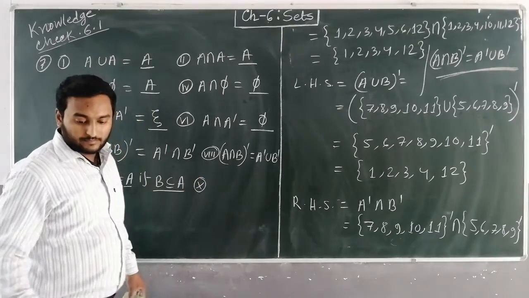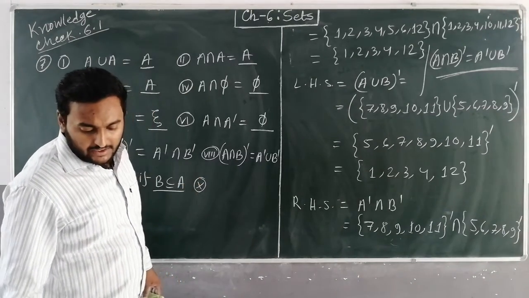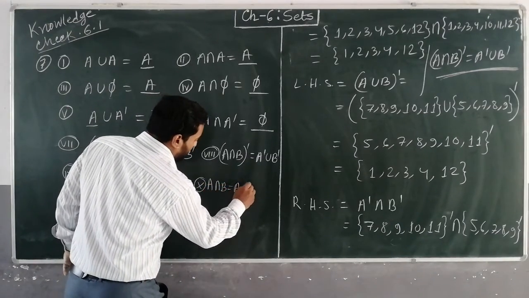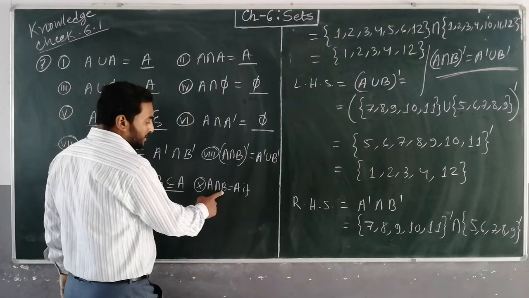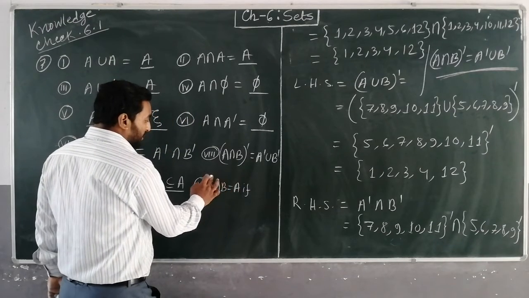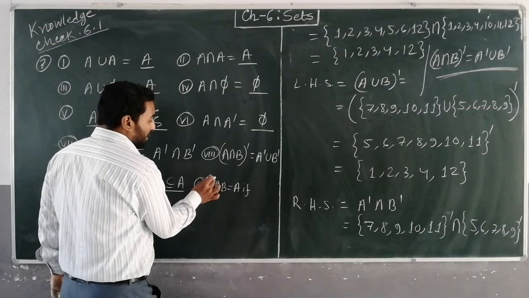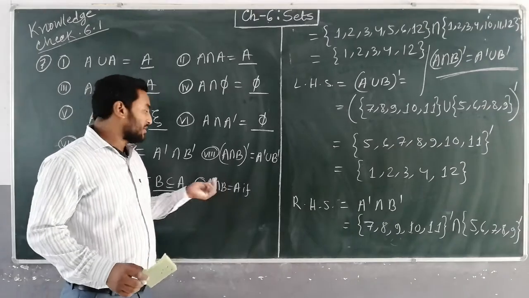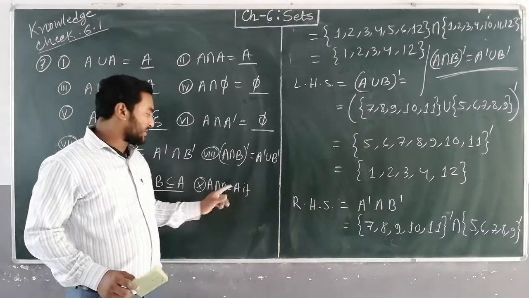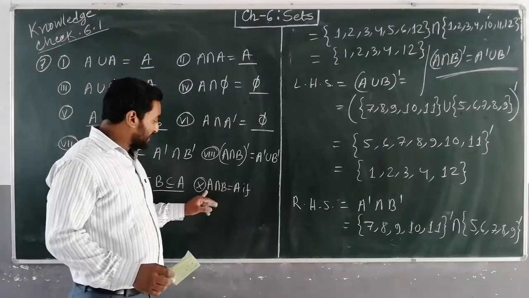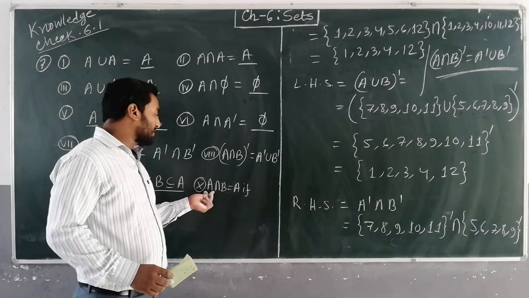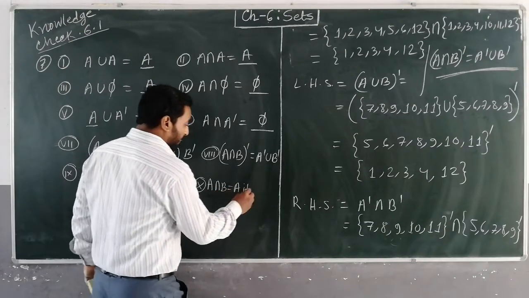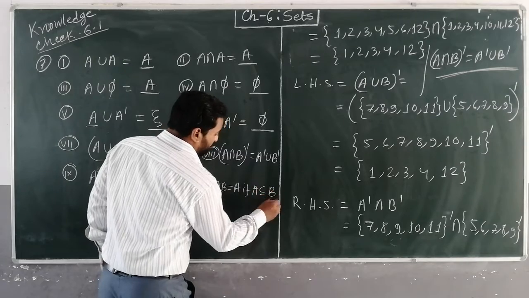Tenth part. A intersection B equals A. If the intersection of these two is A, it means between these two the common part is A. So A is in B. All the elements of A are common in B. That's why their intersection is A, because intersection means you have to take the common part. It means all the elements of A are present in B. So we can say that A is a subset of B.